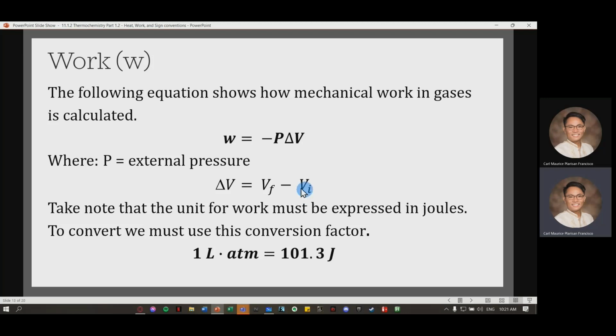Kasi po, kapag kinumpute po natin itong work is equal to negative P times change in V, ang resulting unit ay liter atmosphere. Dapat ang work naka-joules. So after po natin isolve ito, after natin isolve tong negative P times change in V, i-convert pa natin yung sagot. Gagawin natin joule sa pamamagitan ng conversion factor na 1 liter atmosphere is equal to 101.3 joules.